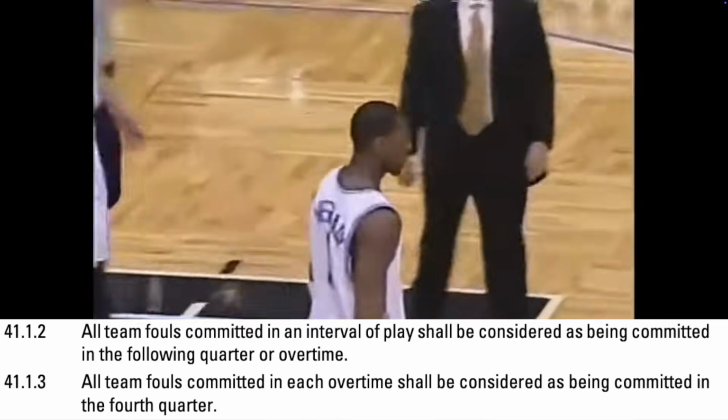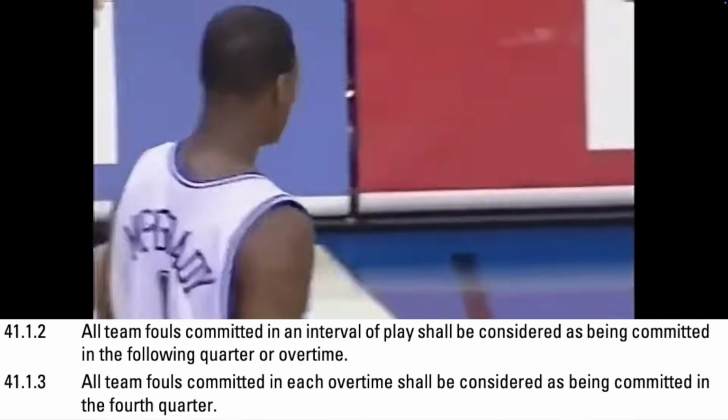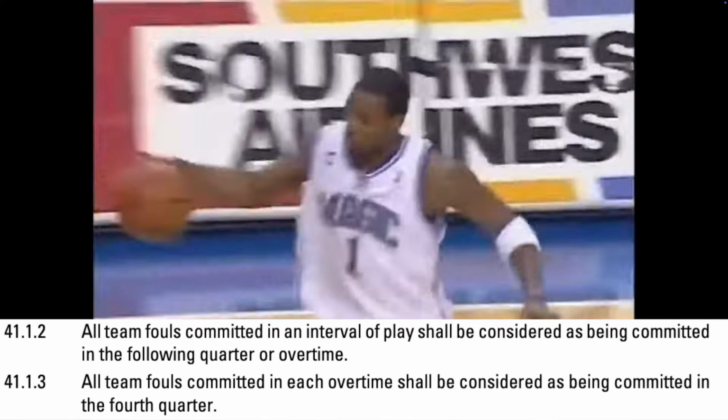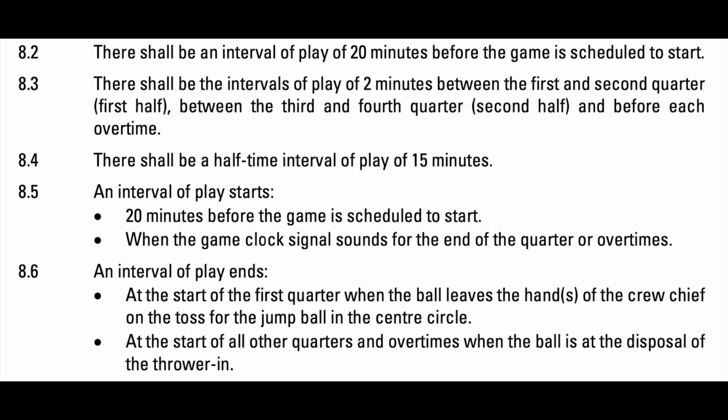And all team fouls committed in each overtime shall be considered as being committed in the 4th quarter, because fouls carry over into overtime. You don't start off at zero on the team fouls. And if you forget, the interval of play is the 20 minutes before the start of the game, the 2 minutes between the 1st and 2nd quarter and 3rd and 4th quarter, and the halftime of 15 minutes between the 2nd and 3rd quarter.